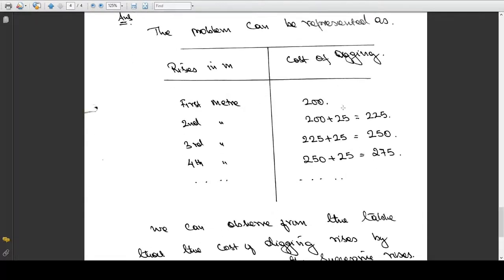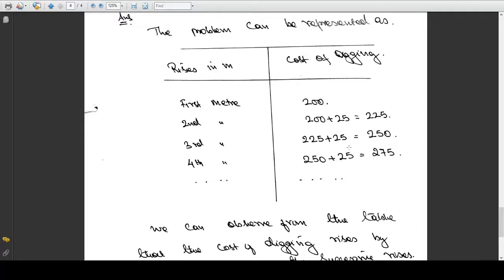Now we can observe that the progression goes on increasing every time by the same value, 25. If you find the difference between the first two, you get 25. Between 225 and 250, you get the same 25. Between 250 and 275, you get the same 25. Every time you subtract two consecutive terms, you get the same value, the same constant.